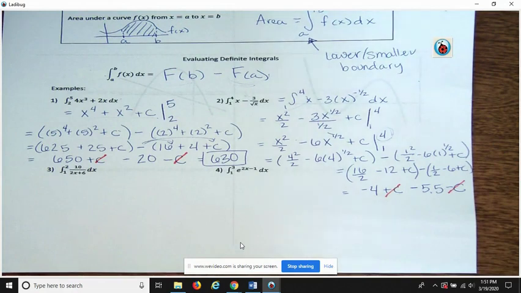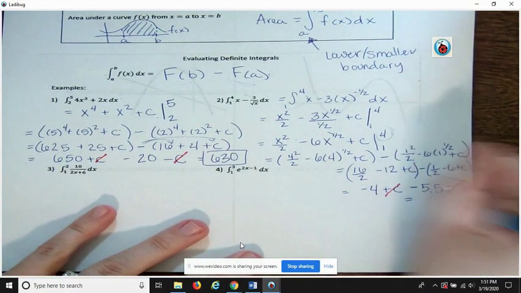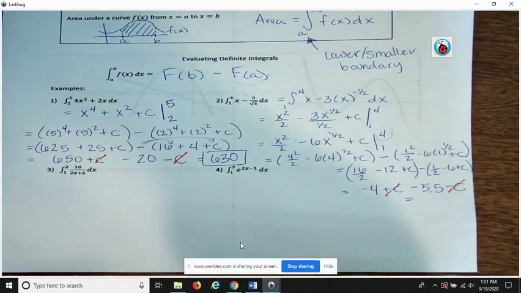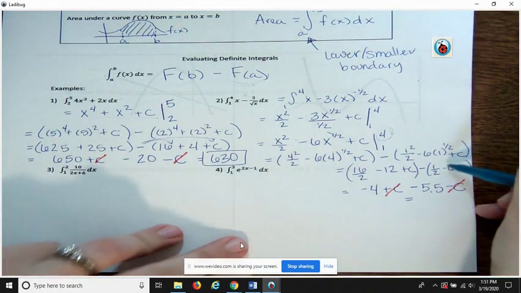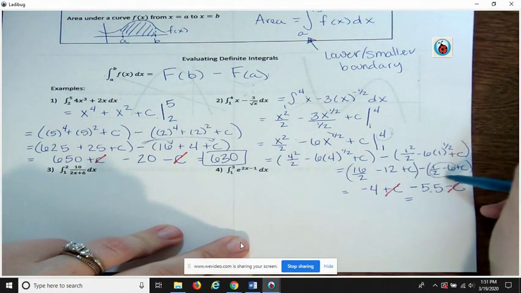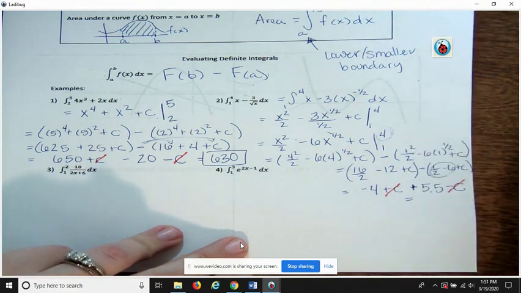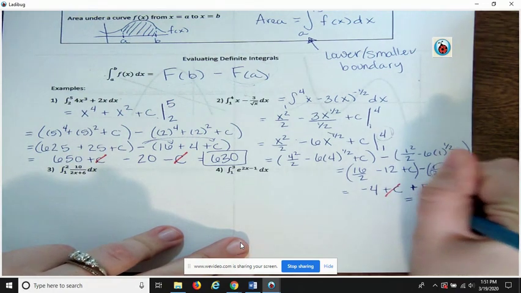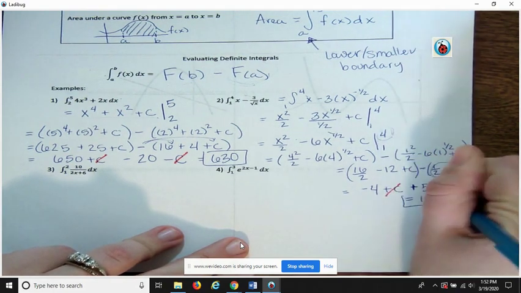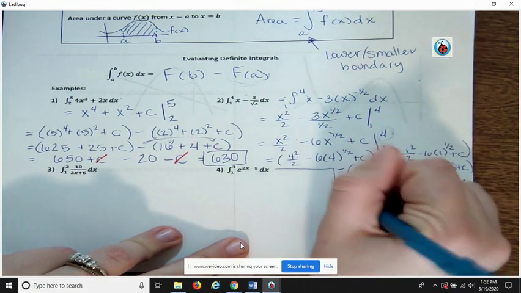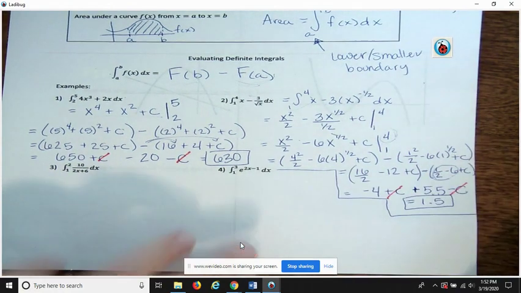Negative 4 minus 5.5 should give me, did I do this right? No, because inside of here, we should have negative 5.5, and then there's a negative right here, so this should be plus. So negative 4 plus 5.5 should give me 1.5. Okay, so this is my solution for example 2.